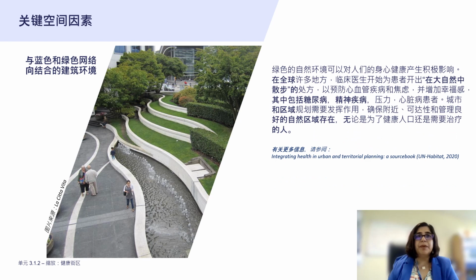The sixth principle, or key spatial factor, is integration of blue and green networks with the built environment. Bringing in or enhancing nature can be a way of developing a diversity of public spaces for health. Green natural environments have a positive effect on people's physical and mental well-being. In many parts of the globe, clinicians are now prescribing a walk in nature to patients to prevent cardiovascular conditions and anxiety and increase happiness and well-being.